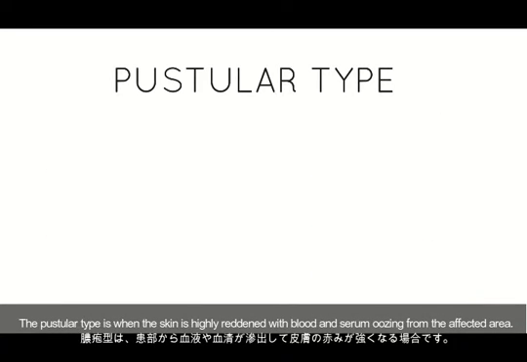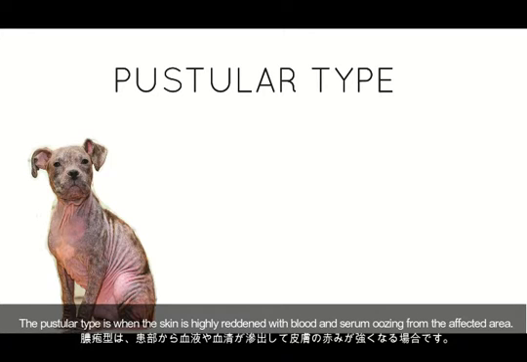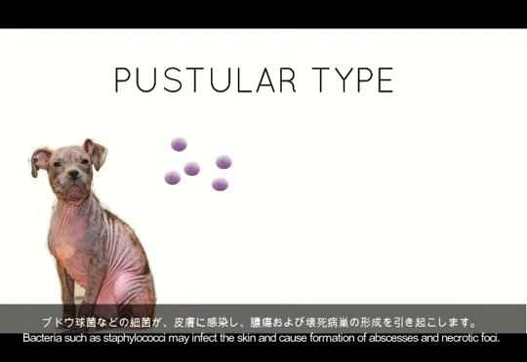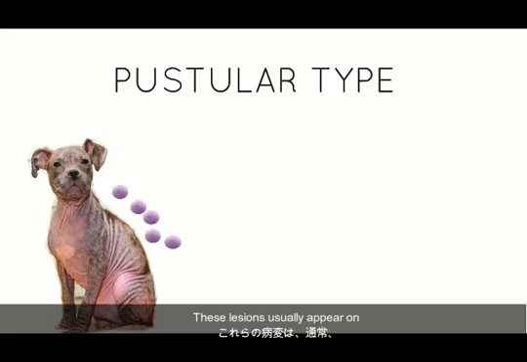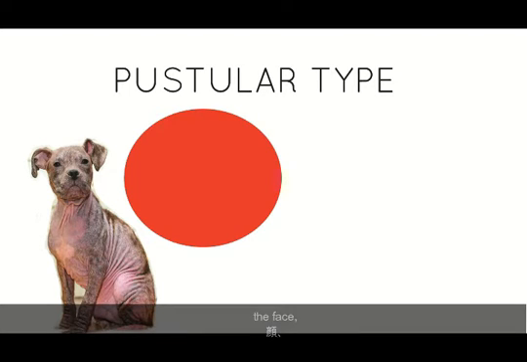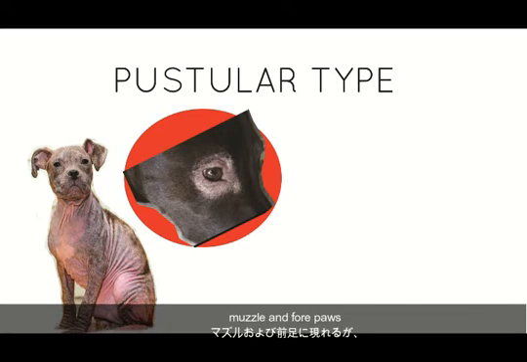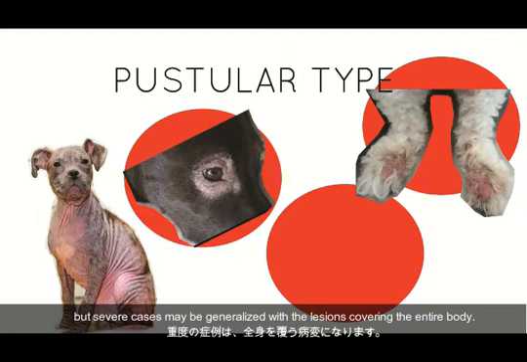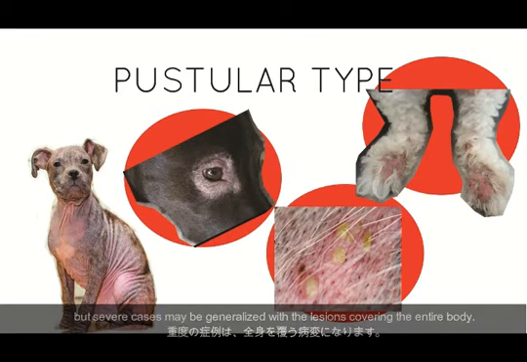The pustular type is when the skin is highly reddened with blood and serum oozing from the affected area. Bacteria such as staphylococci may infect the skin and cause formation of abscesses and necrotic foci. These lesions usually appear on the face, around the eyes, muzzle, and forepaws, but severe cases may be generalized with the lesions covering the entire body.